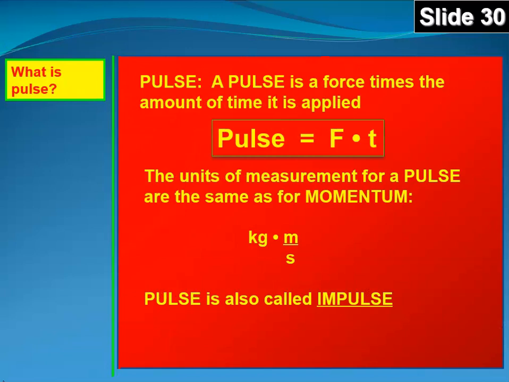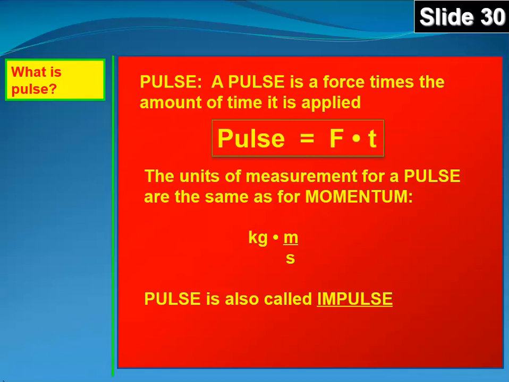All right, pulse, which is also called impulse. A pulse is a force times the amount of time it is applied. So pulse equals force times time. And the units of measure for pulse are the same as momentum. For both of these things, both momentum and pulse, it is kilograms, because that's mass, times meters per second, because that's velocity. So mass times velocity. And it's kilogram meters per second.